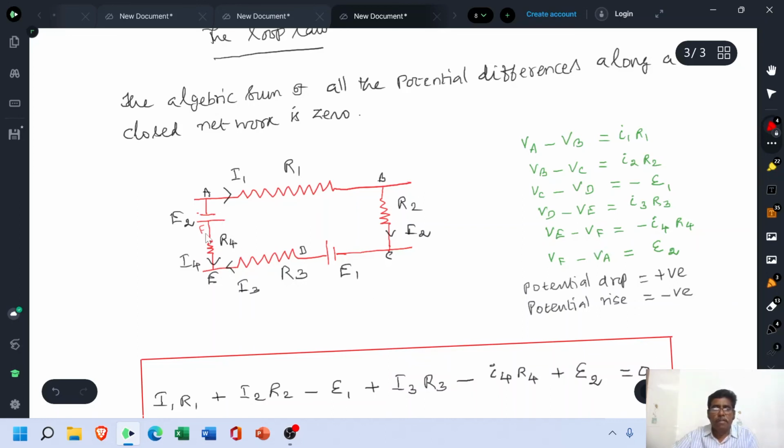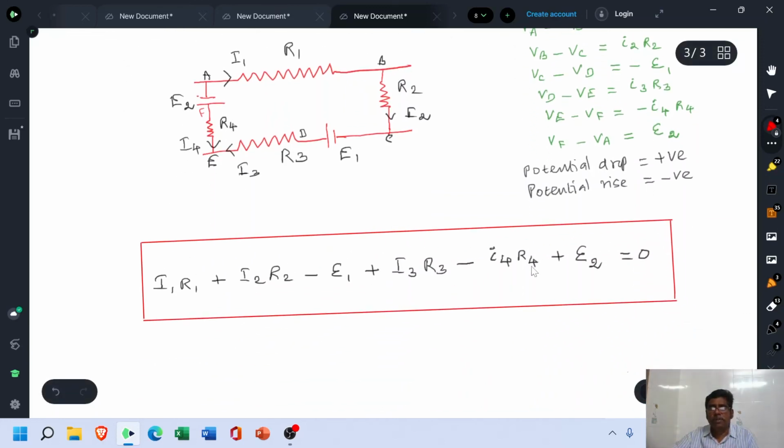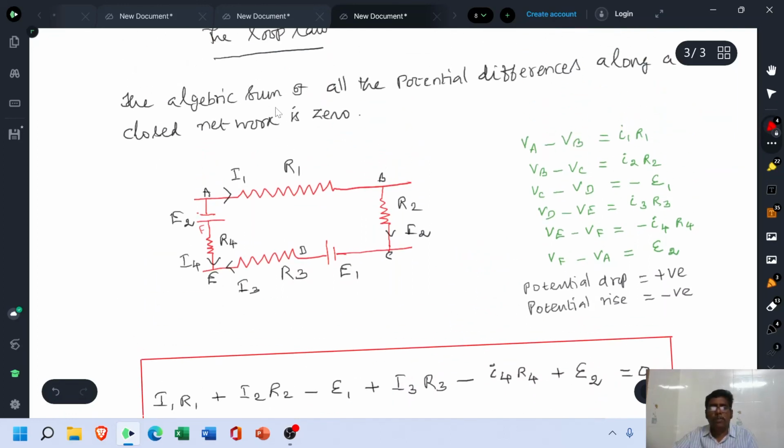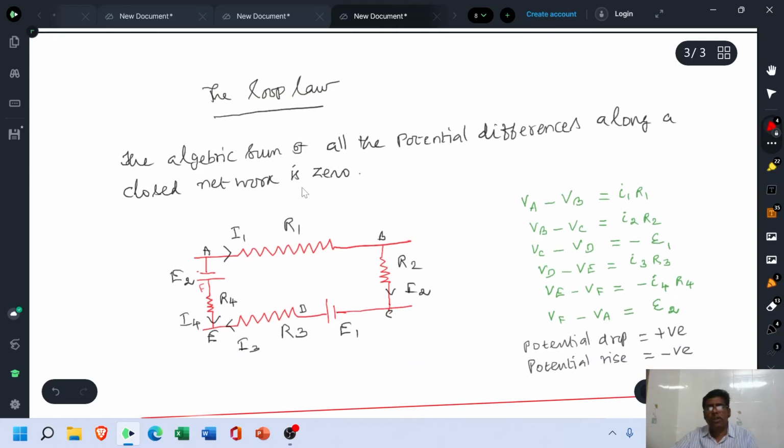Then VF minus VA is equal to E2. Here also a reverse biased potential is there, so the positive sign we have given. If you sum up all those things, you may get 0. So the algebraic sum of all the potential differences along a closed network is 0.